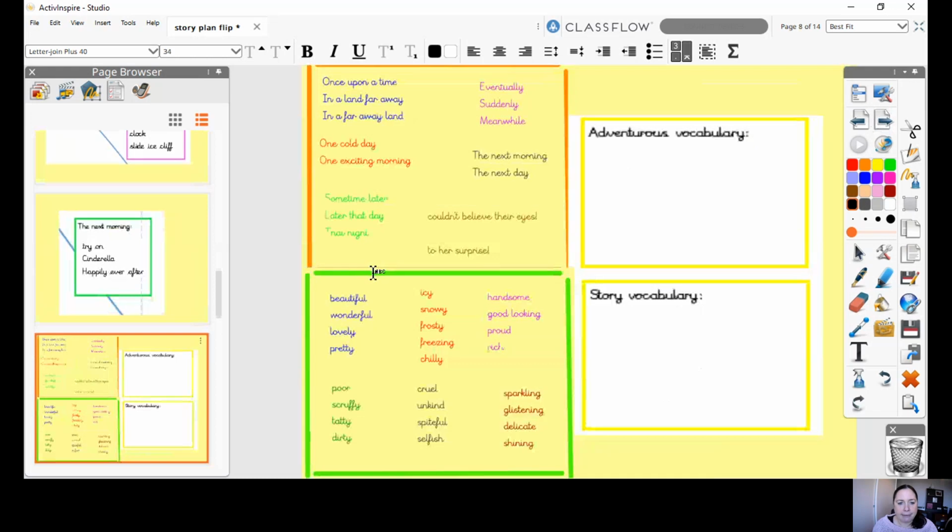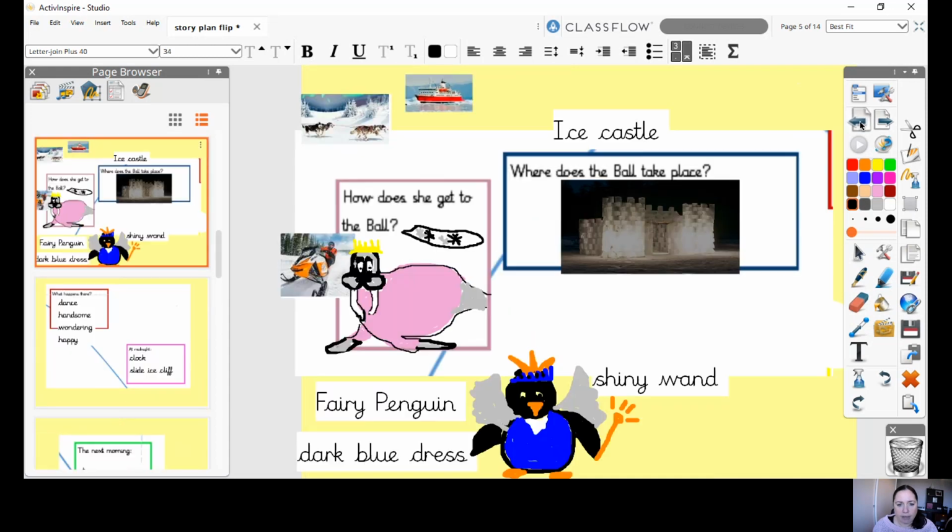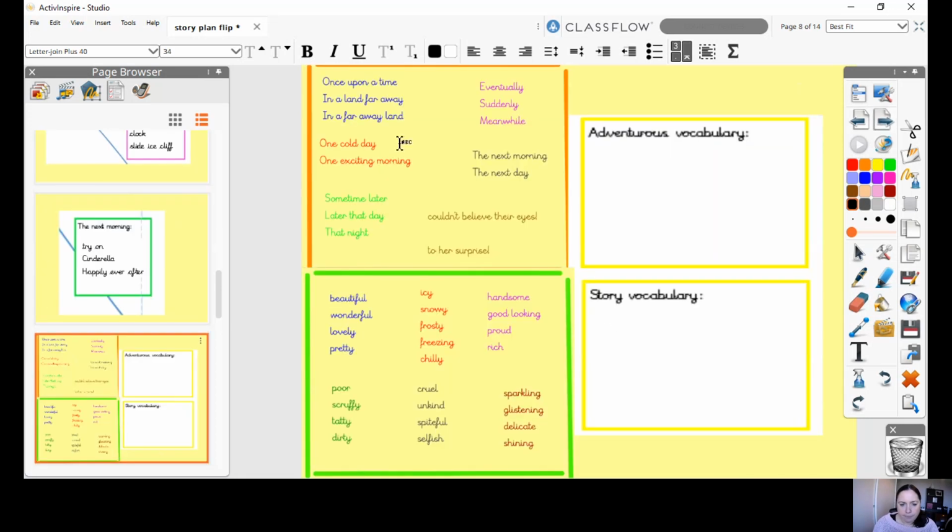Let's go back here. You've got some other sentence openers here. So sometime later, later that day. And on each part of my plan, I can add one of those. So here we go. I'm going to add that night. That night, a puff of smoke, a fairy penguin appeared. So I can add those to all of my parts of my plan.